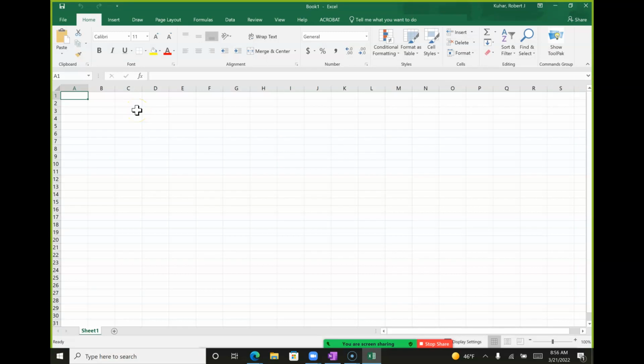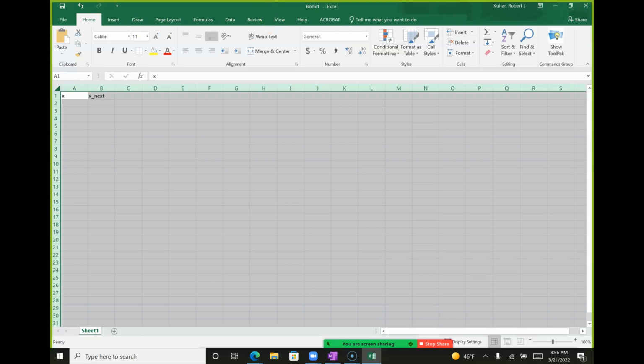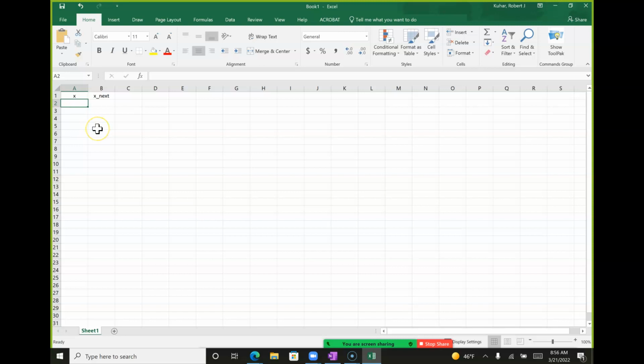So this is going to be my initial X column, and this is going to be my X next column. You can call it whatever you want. Don't waste time on a lot of things, just get it done. I'm putting in an initial guess of 0.7 because I got really close to that on my calculator. That's why I picked 0.7. I could try 0.5, it doesn't matter.